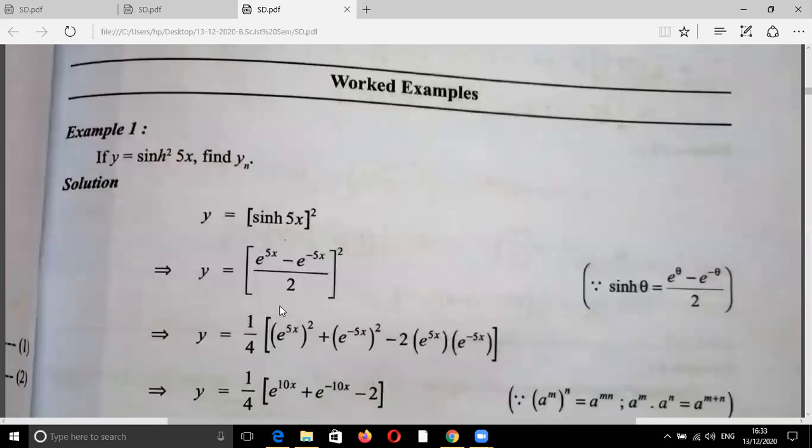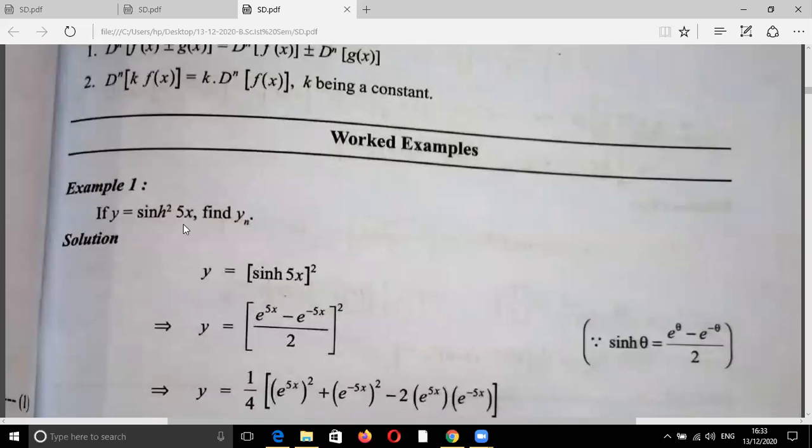Okay, now I will go for one problem. If y is equal to sinh square 5x, find yn.